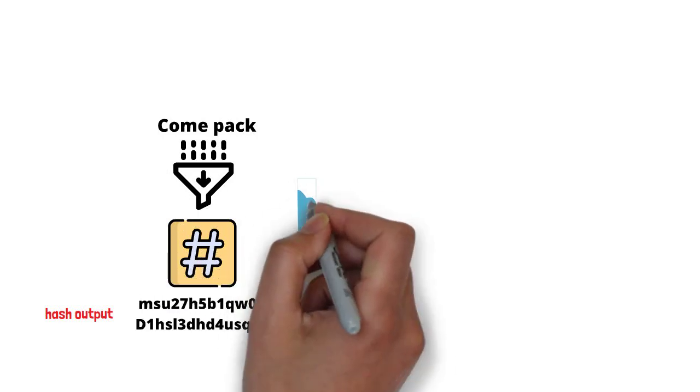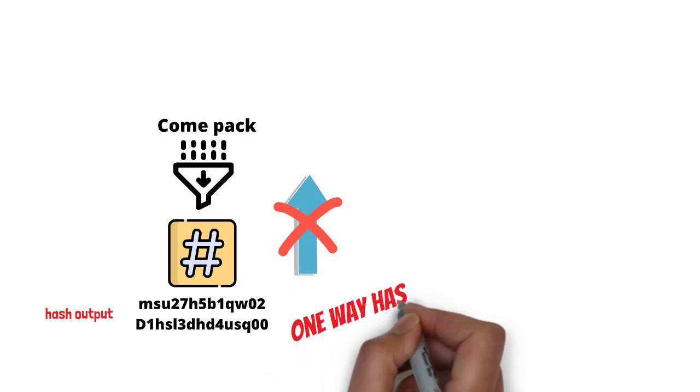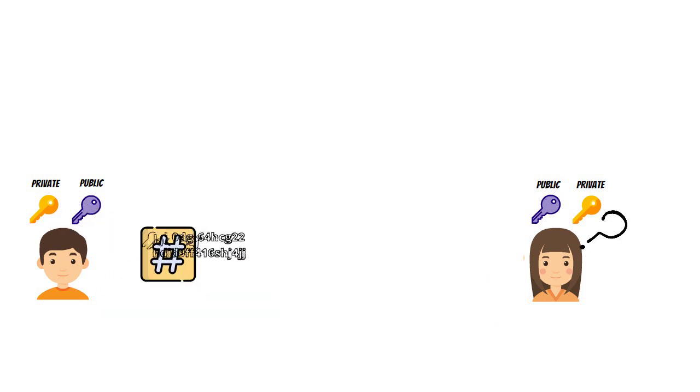Another important thing about hashing is that it's one way. You can hash this text message and get this hash output, but you can never reverse it. It's impossible to figure out the text message come back from the hash output. It's a one-way hash. So Bob will create a digital signature by hashing his private key. His private key won't be compromised because it's a one-way hash.